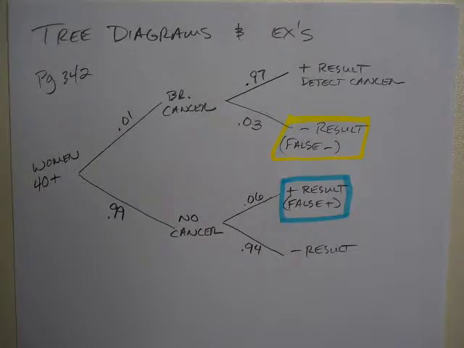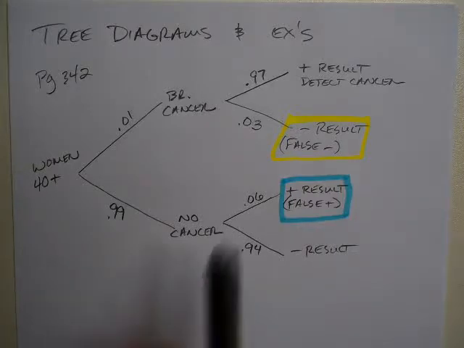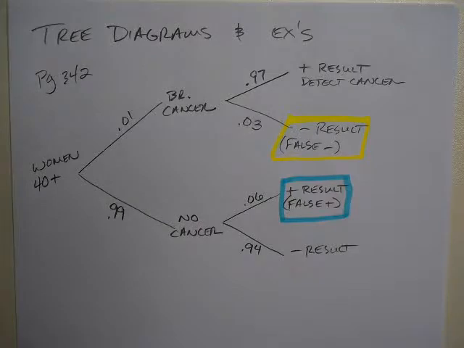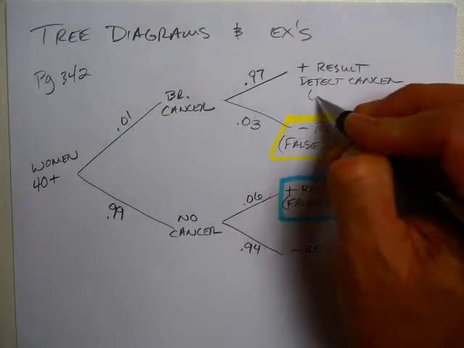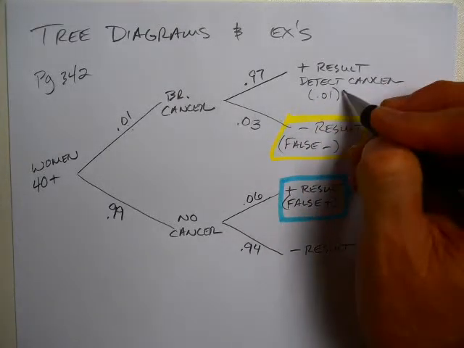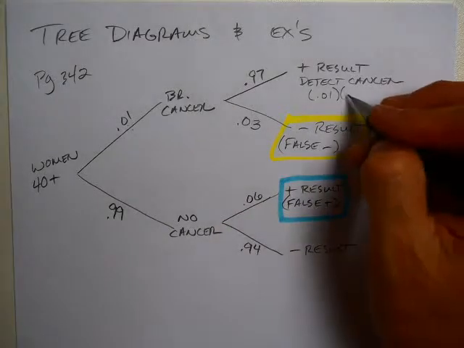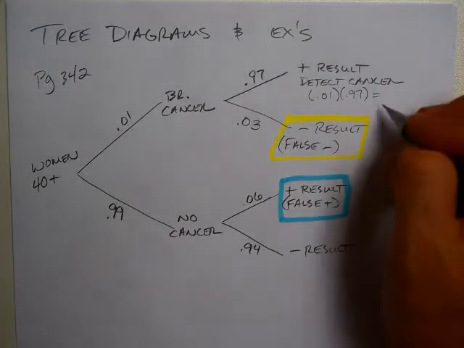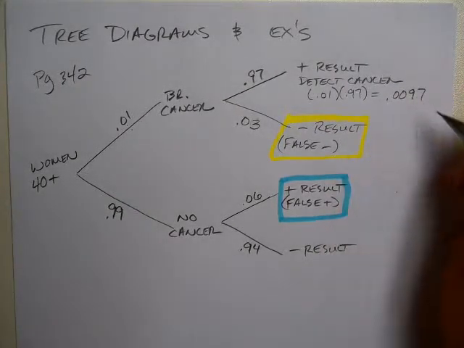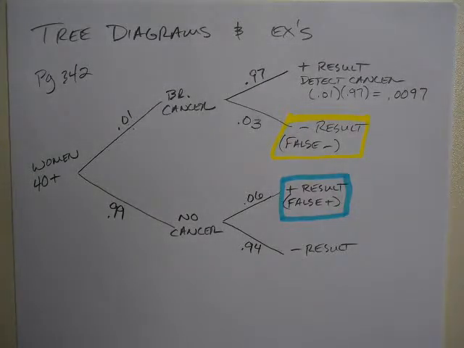So what's the probability that a woman, 40 or more, has breast cancer and the cancer is detected by the test? So these would be independent events here. So I'm going to multiply 0.01, the probability that a woman at random has cancer, times the probability that the test is accurate and tells her that she has cancer. And so that's going to be 0.0097, which could translate pretty easily into 97 women out of 10,000 have cancer, and the test tells them accurately that they have cancer.